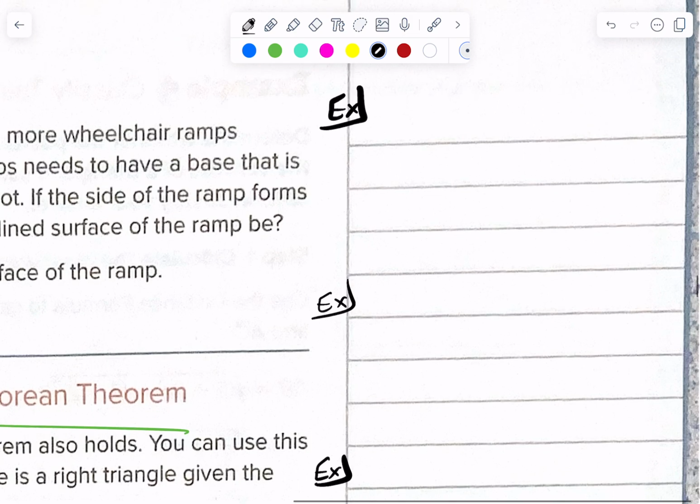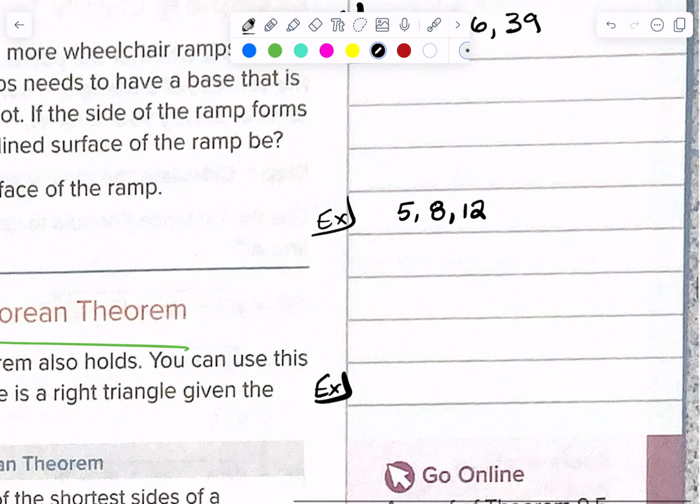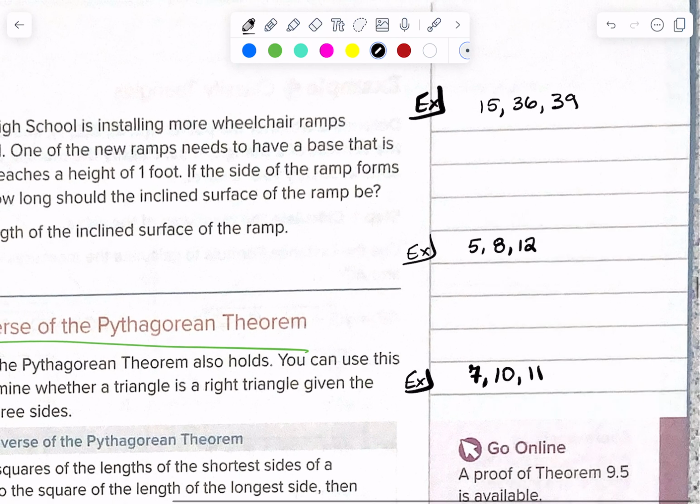Let's say you have 15, 36, 39. Next example. Let's say you have 5 and 8 and 12. Then let's say you have 7, 10, and 11. Okay, those are your 3.